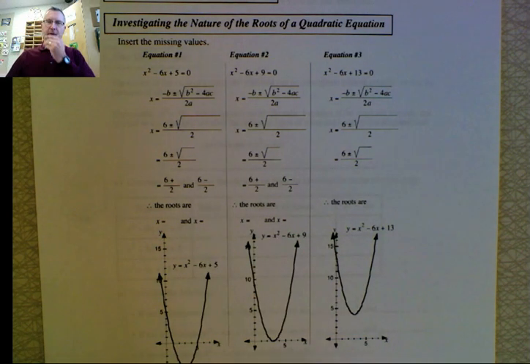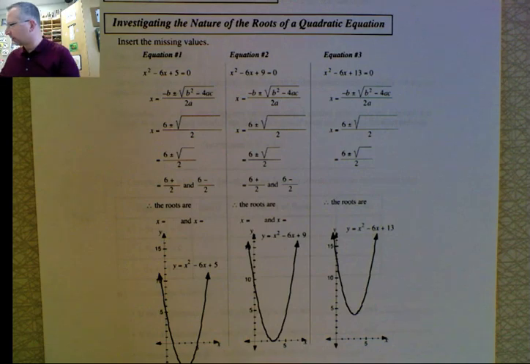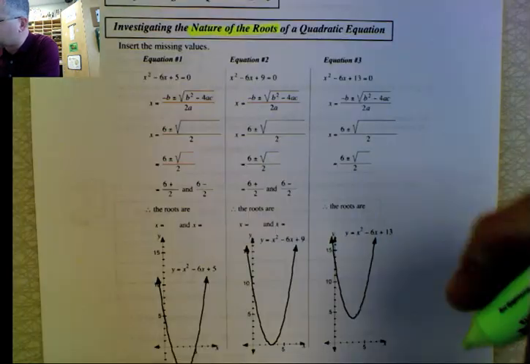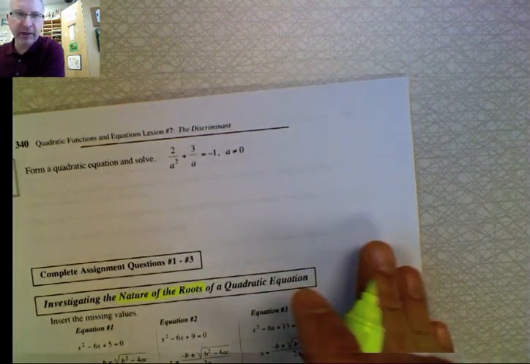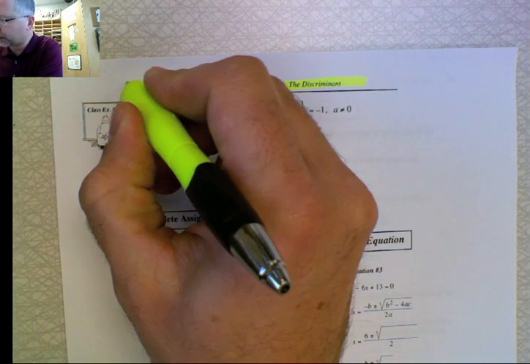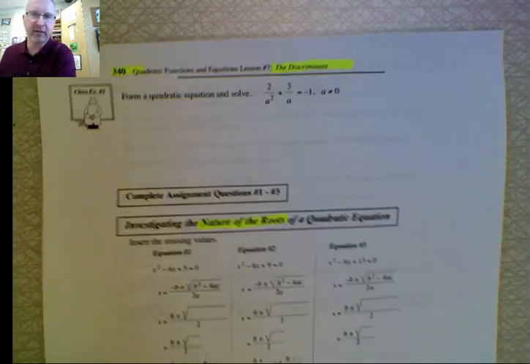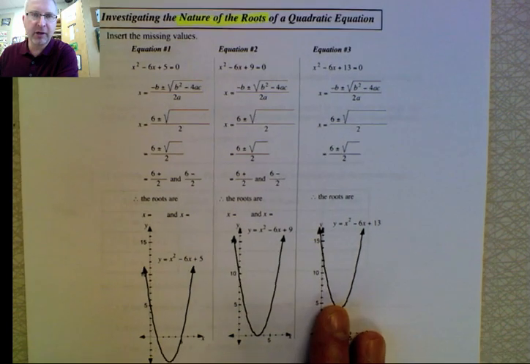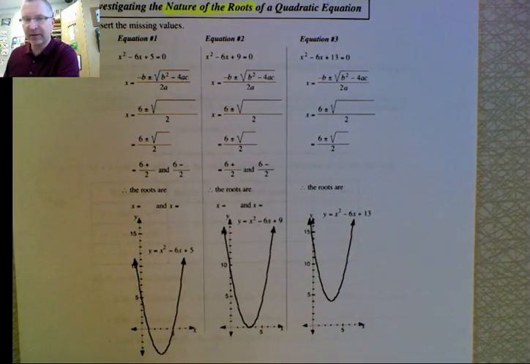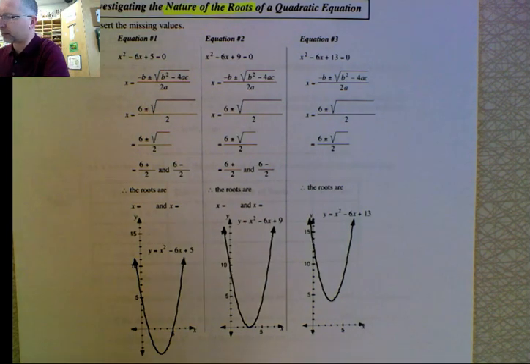Yesterday we looked at the quadratic formula, and we're going to use the quadratic formula to help us look at something called nature of the roots. Nature of the roots actually relates to something called the discriminant. So take out your workbook, please, and go to page 340. We're going to talk about nature of the roots using the quadratic formula, and then we are going to summarize some things and get you to do some problems.